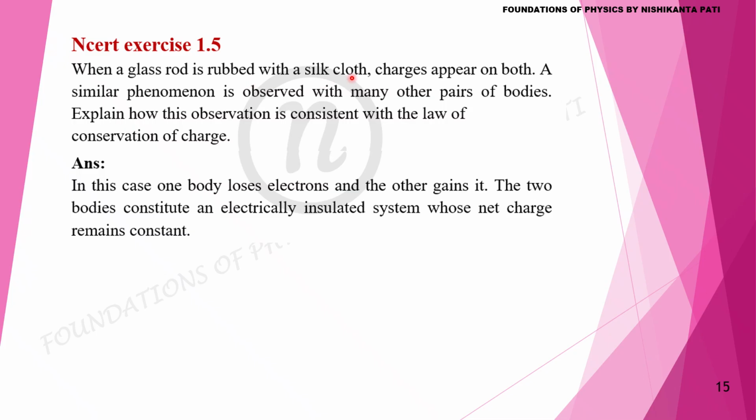When a glass rod is rubbed with silk, the glass rod becomes positive. So the glass rod loses electrons. The same electrons are gained by the silk cloth. So the silk cloth becomes negative.